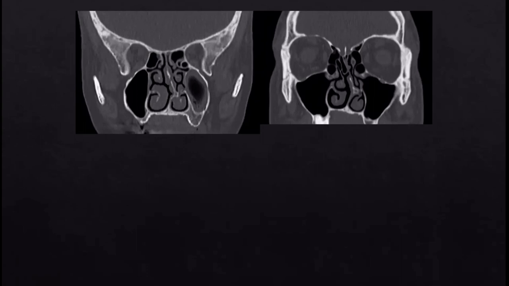The nasal septum is very rarely straight. So in this patient and the second patient, you can see them both deviating to the left and pushing the inferior turbinate over and causing significant narrowing of the left side of the nasal cavity.